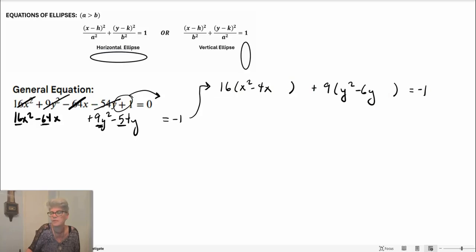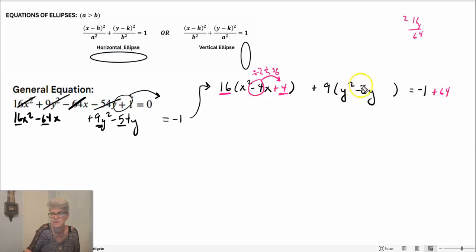Now I'm ready to complete the square, and the way I do that is I'll take this, divide it by 2, and square it. So negative 4 divided by 2 is negative 2, and negative 2 all squared is positive 4. But what I do to one side, I have to do the other. I'm not actually adding 4 to both sides. I'm adding 16 times 4. And I'm adding 64.